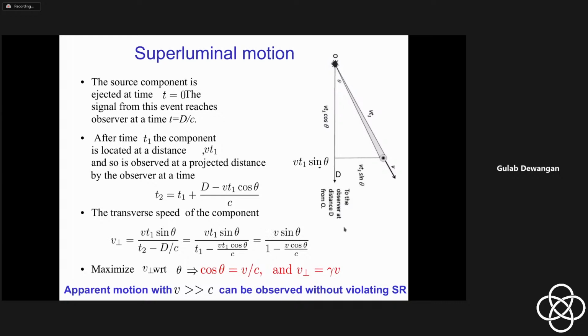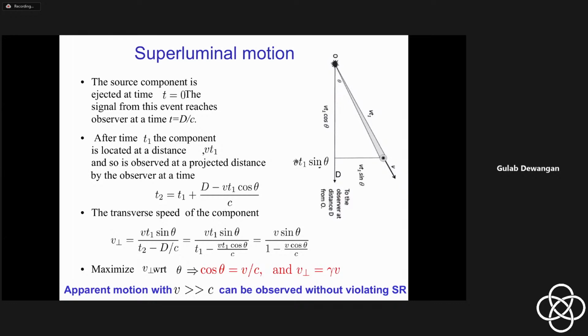What you will get is that the projected speed is v sine theta divided by 1 minus v cos theta by c. So v by c, of course, you can write as beta. You can maximize this projected speed when cos theta is equal to v by c, and substituting here, the projected speed is gamma, the Lorentz factor, times the speed v, because the Lorentz factor can be large, more than 1, of course. So an apparent motion with projected speed greater than c can be observed very easily without violating the theory of special relativity.